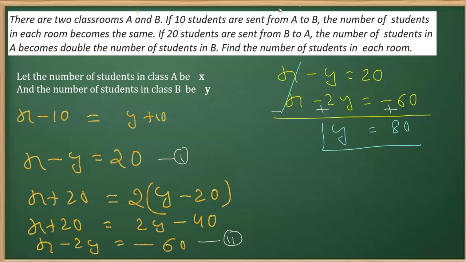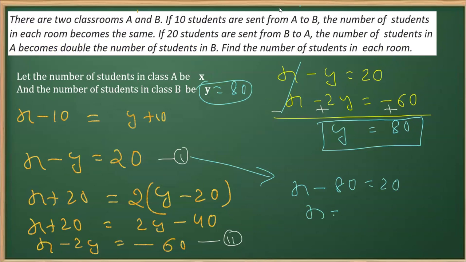So we got the number of students in section B, that is y, as 80 here. Now we have to get x also. For that, I can plug in the value of y in the first equation. Replacing y with 80, x minus 80 is equal to 20. So on transposing it to the other side, x is equal to 20 plus 80, that is 100. So this is the number of students in section A, that is 100.